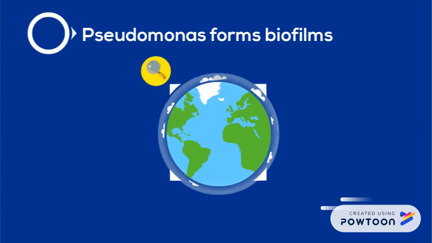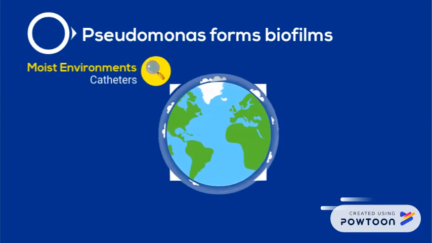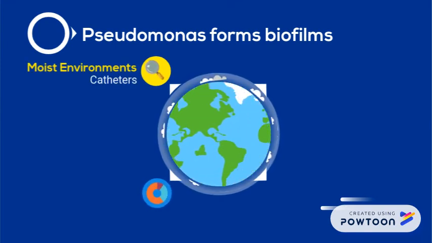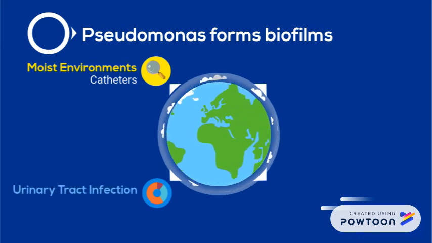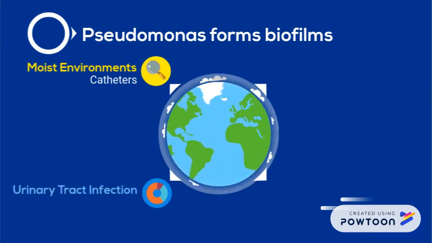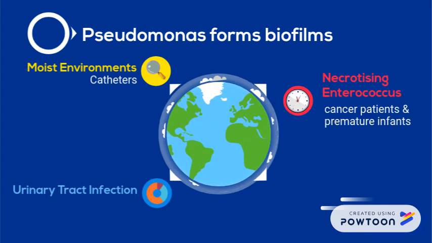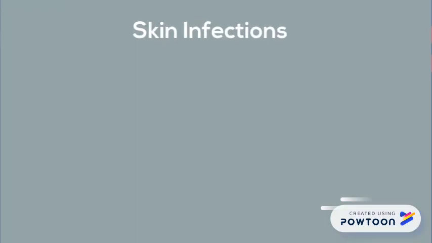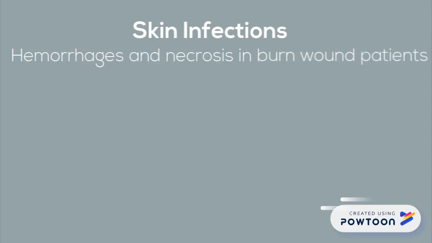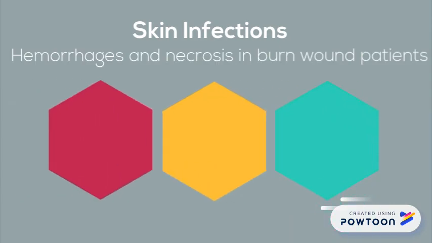It can also form biofilms, especially in moist environments such as catheters. There it can cause urinary tract infections. It also causes GI infection, specifically necrotizing enterococcus, in which a portion of the bowel is destroyed, and this occurs in cancer patients or premature infants. It can also cause skin infections, specifically hemorrhages and necrosis in burn wound patients.